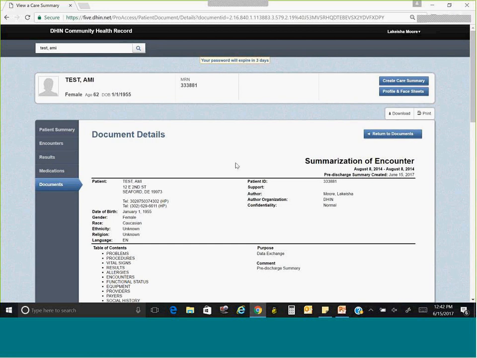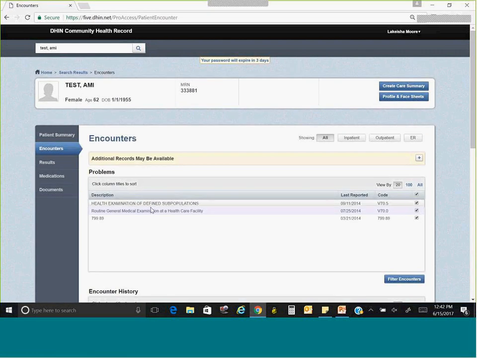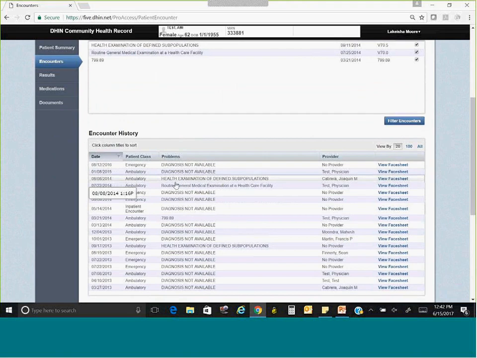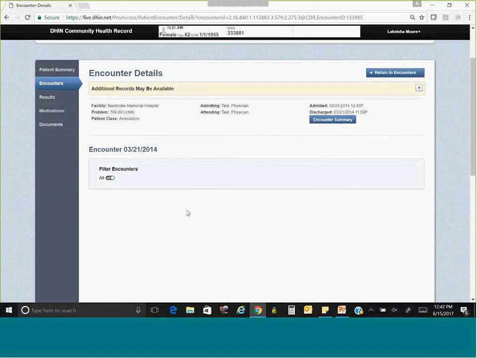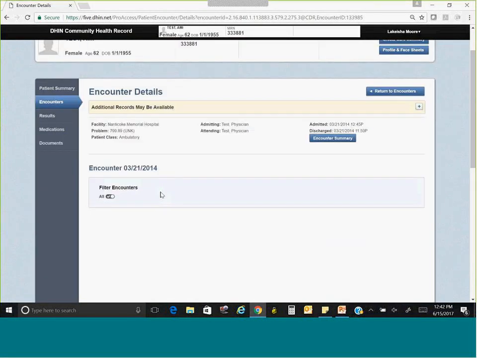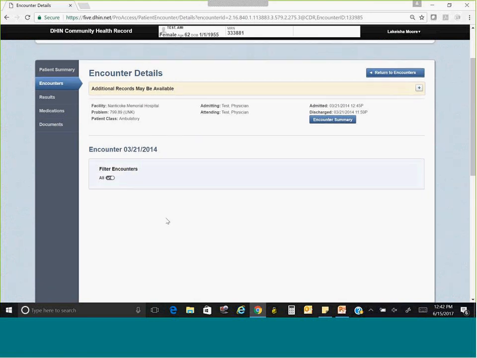Okay, no problem. So again, encounters just will let us know, hey, patient was in the hospital. If I want to know what happened during a specific encounter, I click on that encounter, and once again, it's a test patient, so not a lot will come up here, but if there were labs, radiology, anything that was done during that particular encounter, I could see it here, create that encounter summary, and then I could either print or download that.